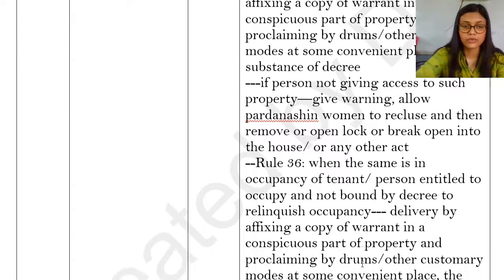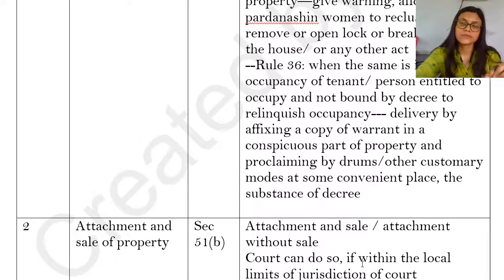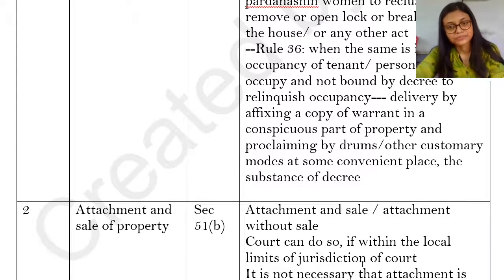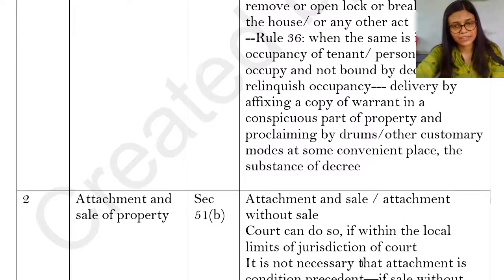Now, as under section 51, we saw that the next mode is attachment and sale. Attachment and sale can be done, or attachment without sale can be done. In a way, you can see that first you need to attach, then only you can go for sale. But it does not mean that if the sale is done without the attachment, it will become void. It will just be an irregularity.